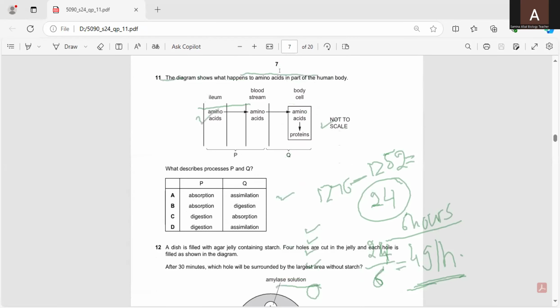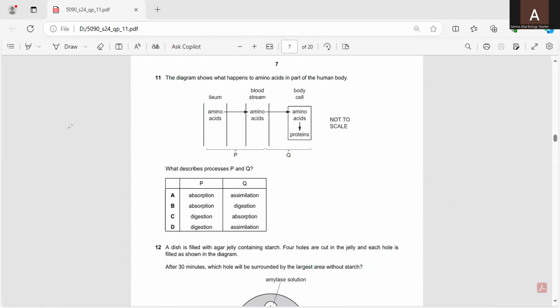Now question number 11. Here you can see the diagram shows what happens to amino acids in part of the human body: ileum, bloodstream, and body cell, not the skin. What describes process P and Q? Here you can see this is the part which shows P, and this is the part which shows Q. And here you can see the amino acids.